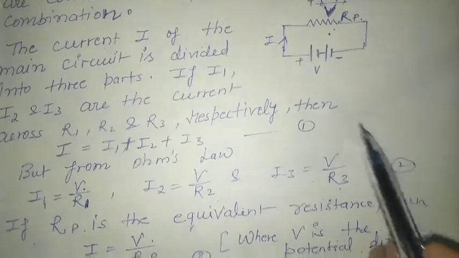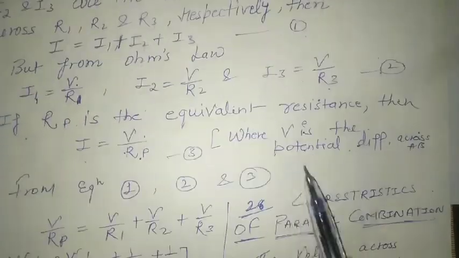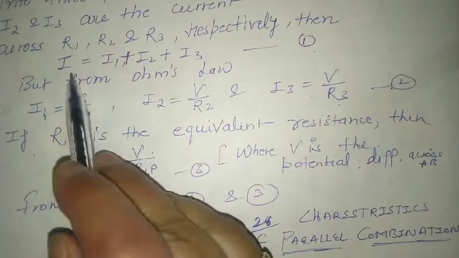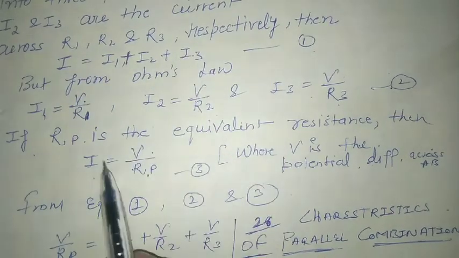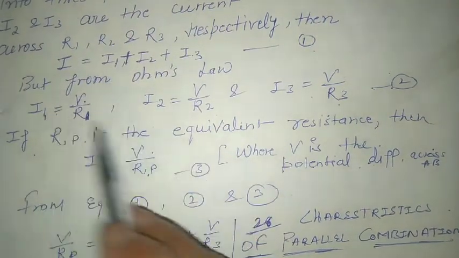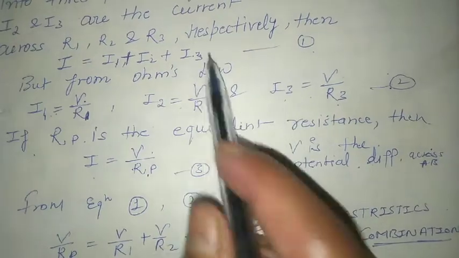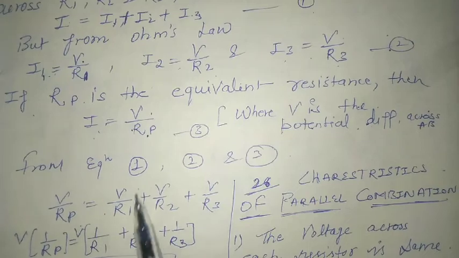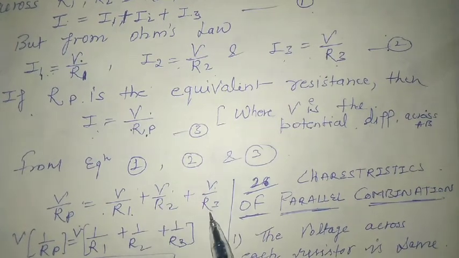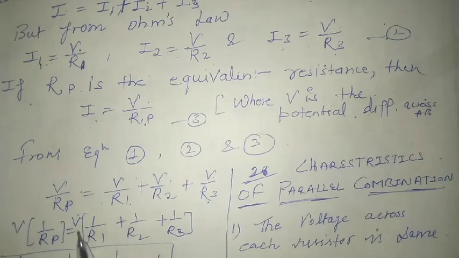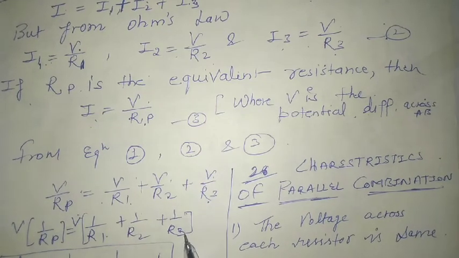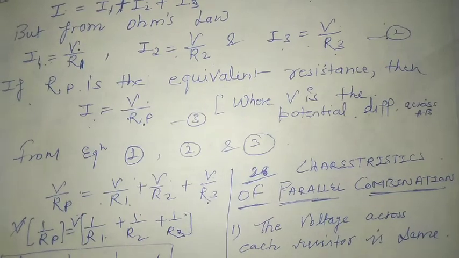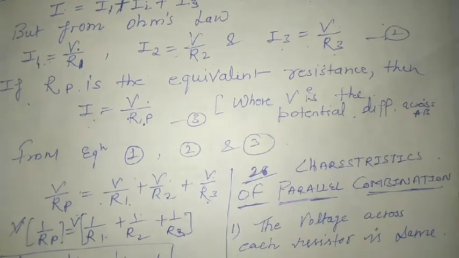Now from the three equations, first, second and third, by putting all the values of I equals I1, I2 and I3, and I equals V upon Rp, we get V upon Rp equals V upon R1 plus V upon R2 plus V upon R3. Taking V common, V will be cancelled out from both sides. So we have 1 upon Rp is equal to 1 upon R1 plus 1 upon R2 plus 1 upon R3.